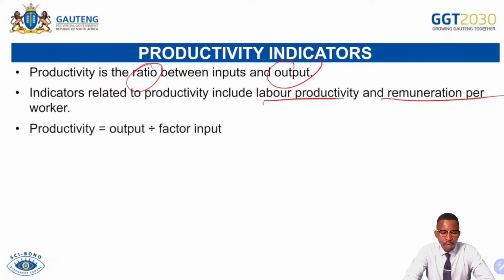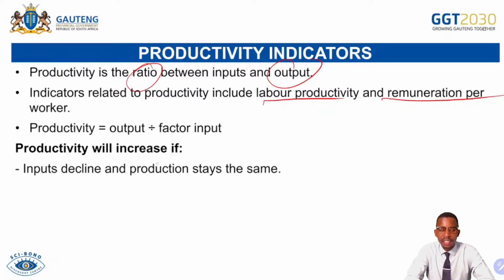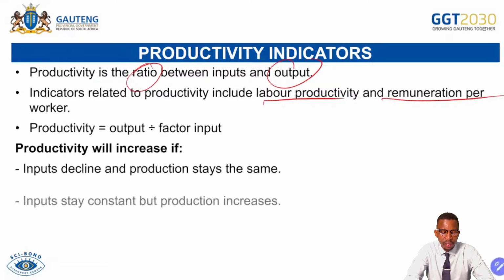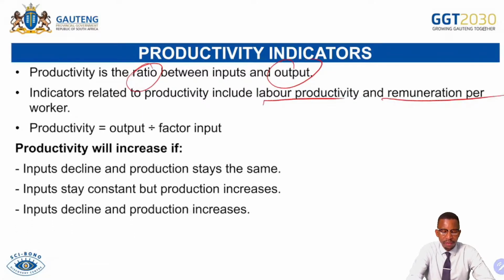So productivity equals output divided by factor input. So productivity will increase if input declines and production stays the same. So we will come across an increase in productivity. If input stays constant but the production process increases, then productivity will increase. If inputs decline and production increases, then we have an increase in productivity.